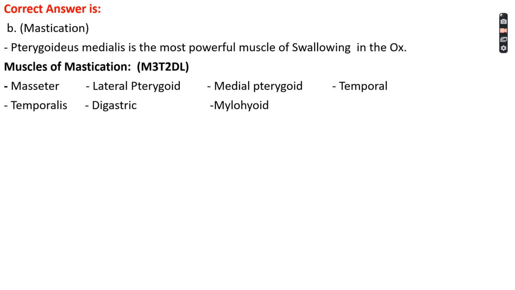Okay, muscles of mastication mainly include 3M, that is masseter, medial pterygoid, and mylohyoid, and 2T, that is temporal and temporalis, and there is 1D, that is digastric, and 1L, that is lateral pterygoid. We can make a mnemonic: M3T2DL.